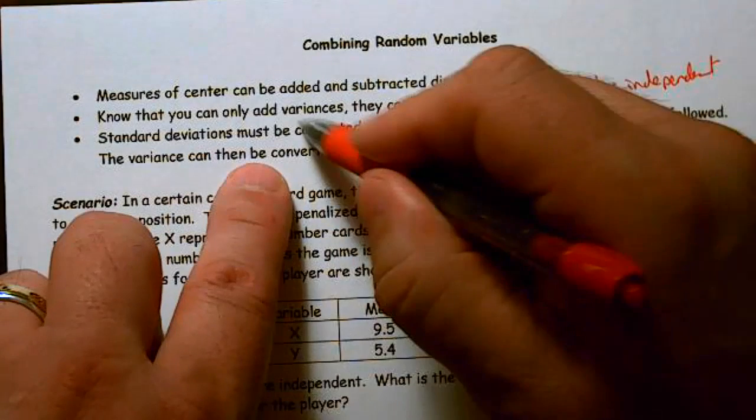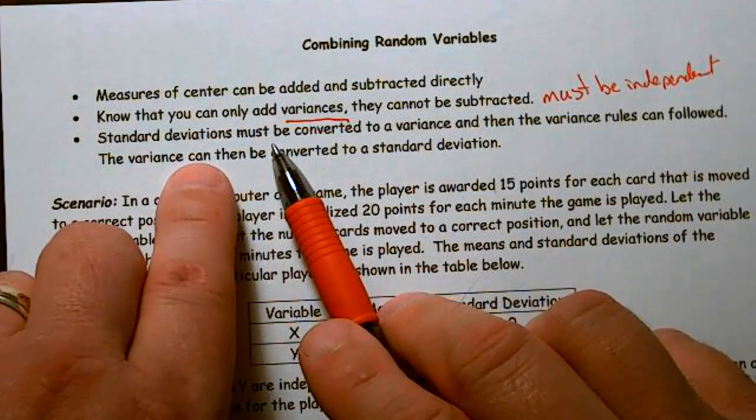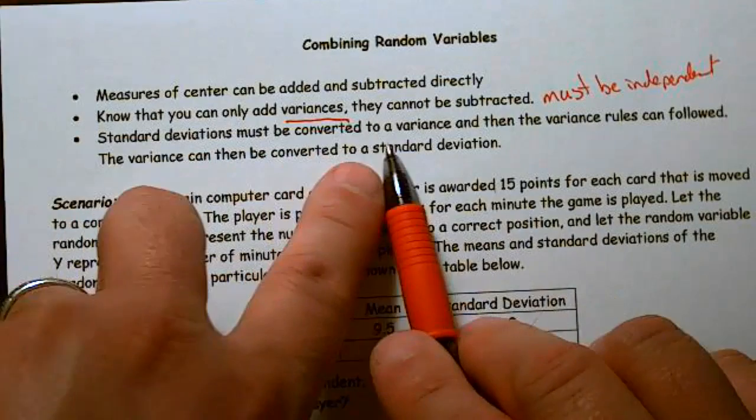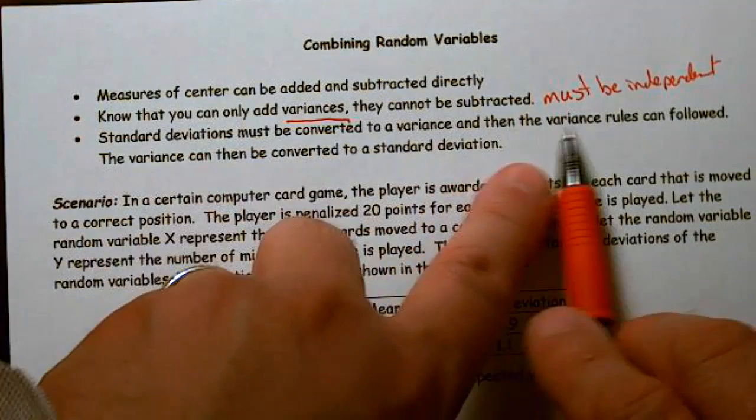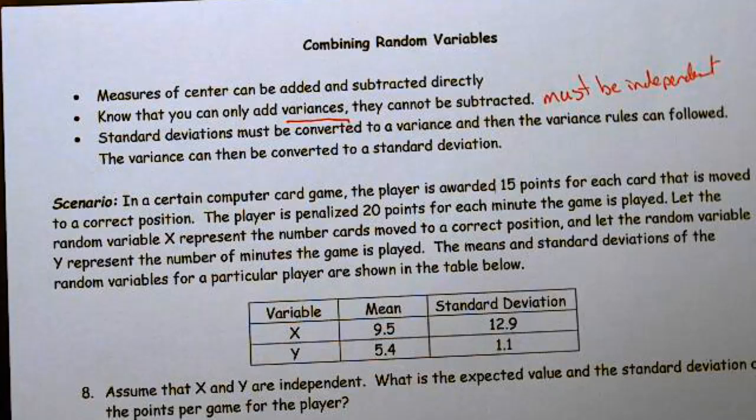And notice we said variances. I didn't say standard deviations. Here we're going to address standard deviations. Standard deviations must be converted to variance, then the variance rules can be followed. In other words, then I can add them, but they cannot be subtracted, and they must be independent to do so. So here we go.